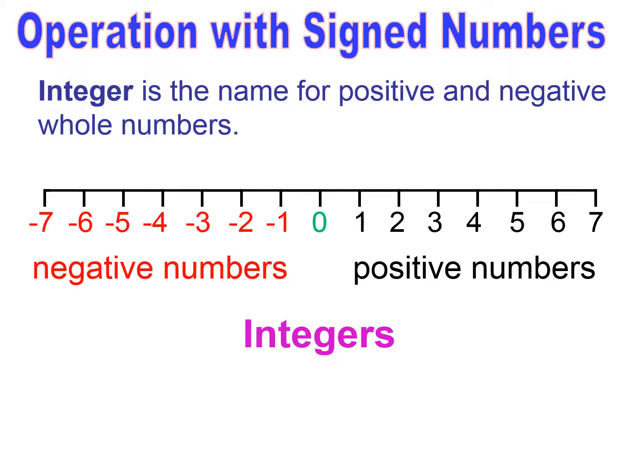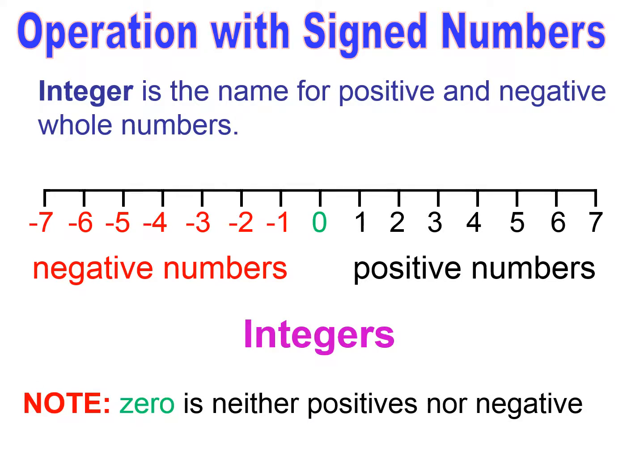These are our integers. Our integers are made up of negative numbers, 0, and positive numbers. One key note is that 0 is neither positive nor negative.